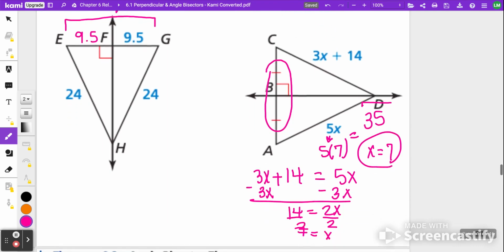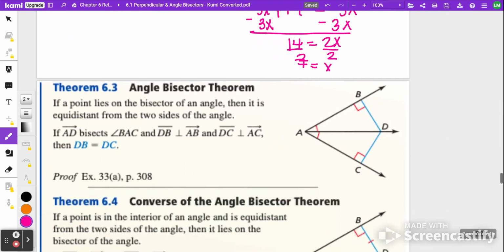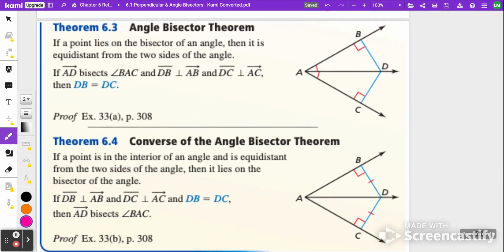Okay, let's flip over and talk about the second part of our notes. We have two more theorems. The angle bisector theorem states, if a point lies on the bisector of an angle, then it is equidistant from the two sides of the angle. For example, if AD is bisecting BAC and DB is perpendicular to AB and DC is perpendicular to AC.